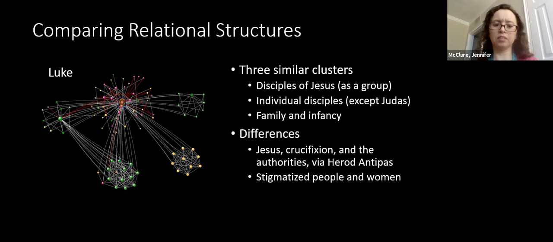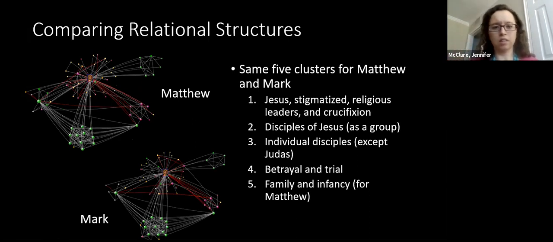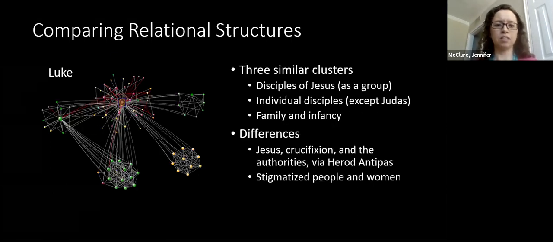Now, we see some key differences, and the first has to do with the subgroup that Jesus is in. If you look at this subgroup in Luke, there are a lot more civil and religious authorities in Jesus's subgroup than in Matthew and Mark. I'm going to go back to Matthew and Mark real quick just so that you can see. In Matthew and Mark, there are some civil and religious authorities, again, some fuchsia circles in Jesus's subgroup, but most of them are in the fourth subgroup. But that is different in Luke, where almost all of the civil and religious authorities are in Jesus's subgroup.